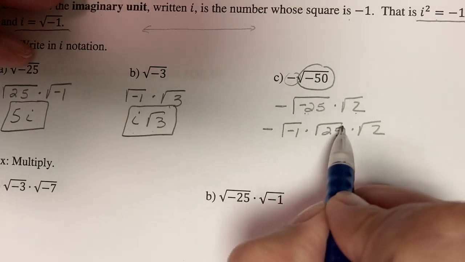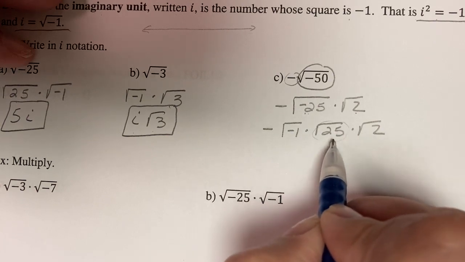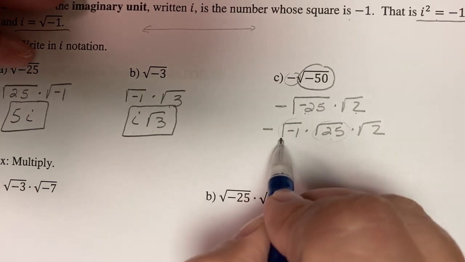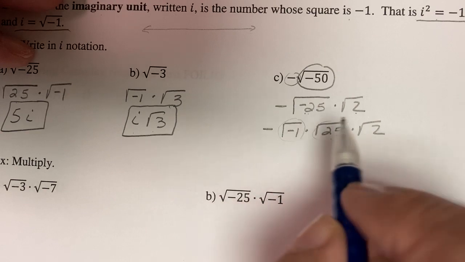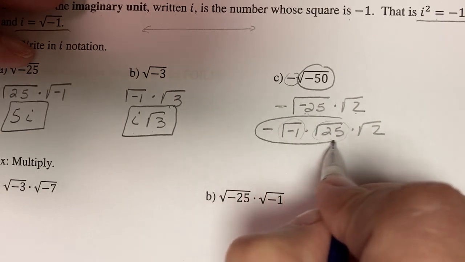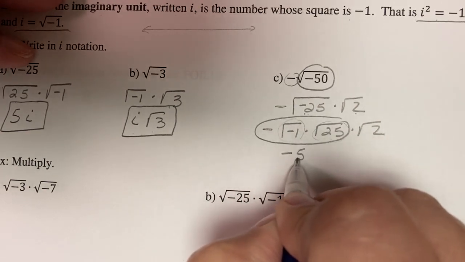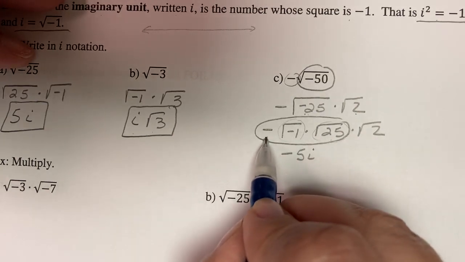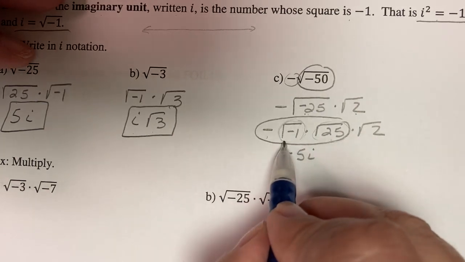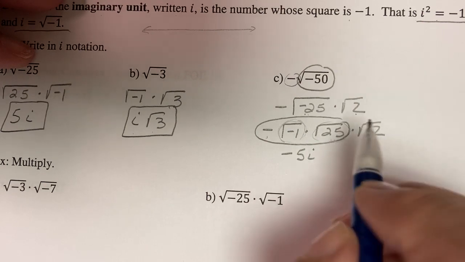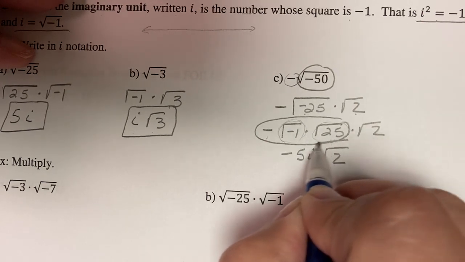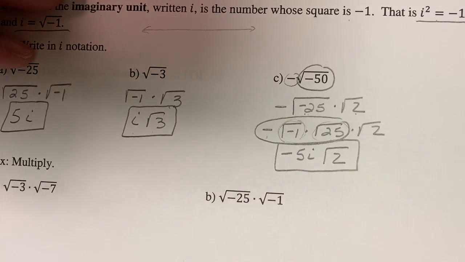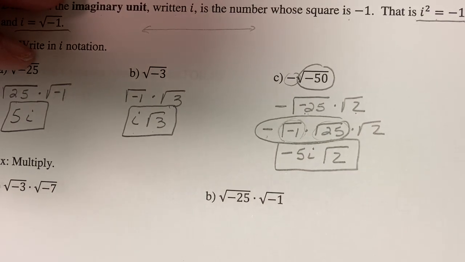So let's see, what's the square root of 25? We know that's 5. And the square root of negative 1 we know is i. So all three of these together give me negative 5i. The negative comes from here, the i comes from here, and the 5 comes from here. And that is what we get when we simplify.